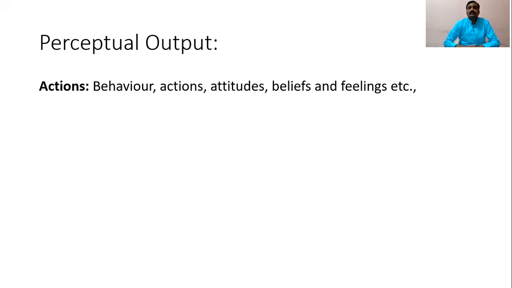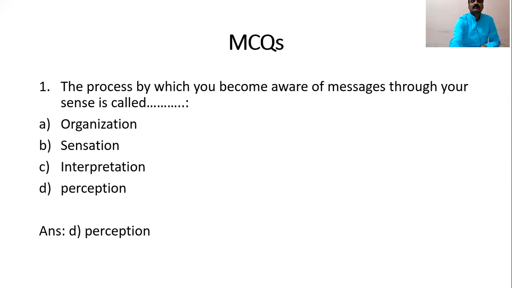So these three things are the main process of perception. That is perceptual input through stimuli, next perceptual process through receiving, organizing, analyzing, interpreting and responding, and perceptual output through action, that is behavior, action, attitude, beliefs and feelings, etc. So out of these various steps of the perceptual process, I have prepared some model multiple choice questions so that it will be better to understand the concepts.